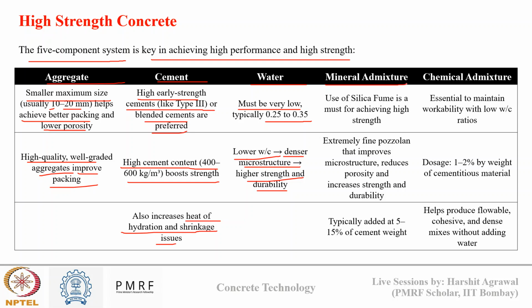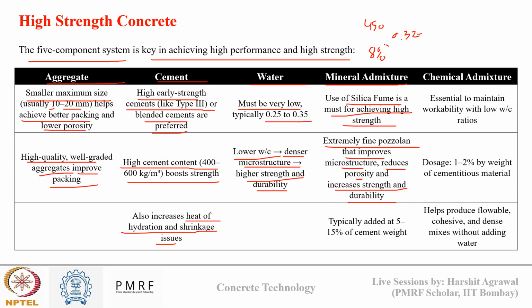Then mineral admixture use is a must when we talk about high strength concrete. Silica fume is very important to use if you want to achieve a high strength concrete, because extremely fine pozzolanic materials like silica fume improve the microstructure, reduce the porosity, and increase the strength as well as the durability. Generally, 8% replacement of OPC by silica fume, keeping a binder dosage of 450 kg per meter cube, can help you to achieve a high strength concrete with a W by C ratio of 0.32 to 0.33.